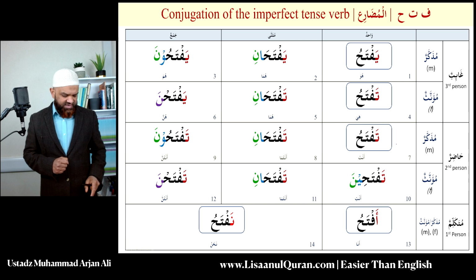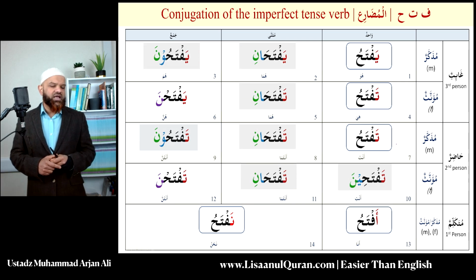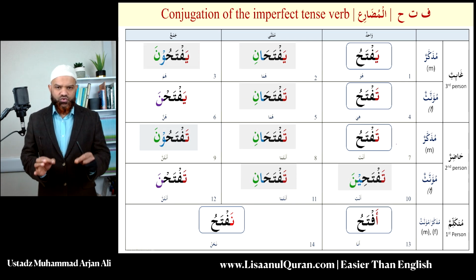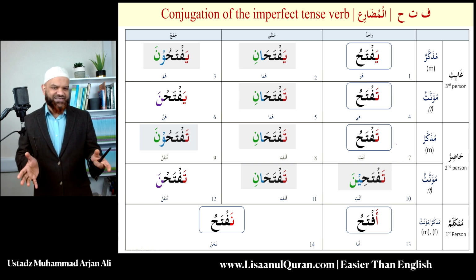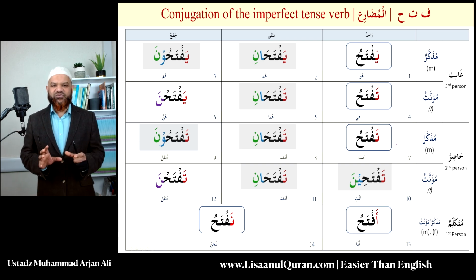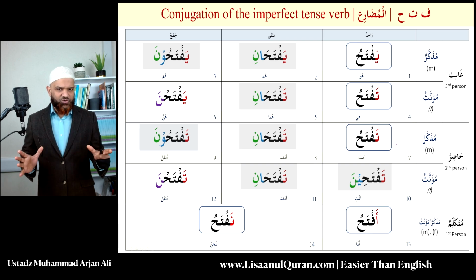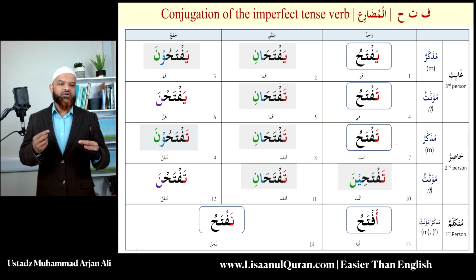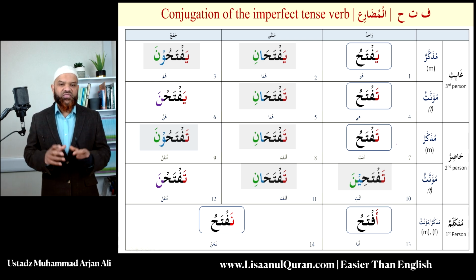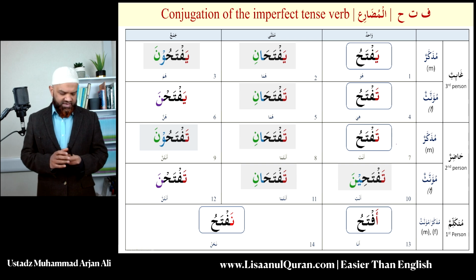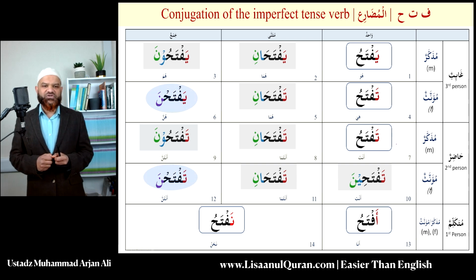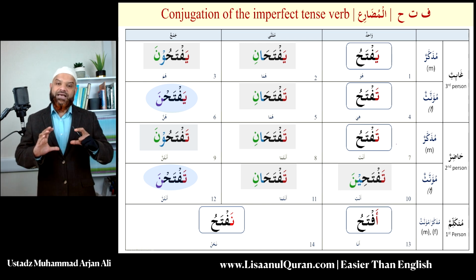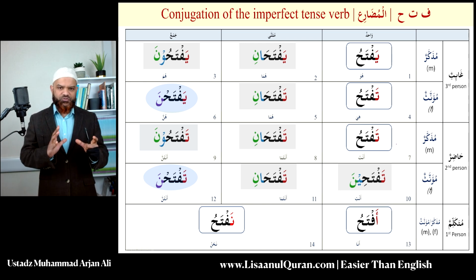Then we have another set which all end with a green noon. Okay, I've colored it in green just to highlight the difference for you. This noon is called the noon of i'rab. Please just make a note of that. This noon is called the noon of i'rab, and we have 4, 5, 6, 7 of them that have this noon at the end. And then we have 2 with a purple noon for the sake of coloring here, and they are also another group. So we got 3 groups here.